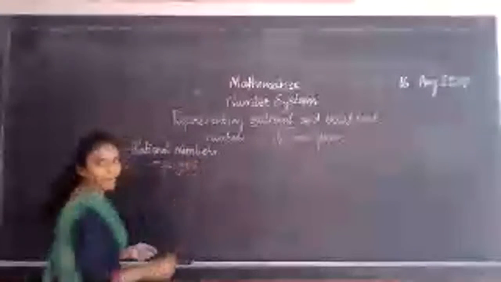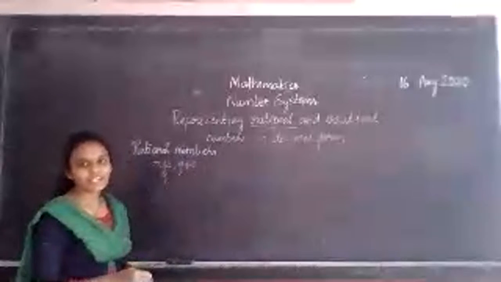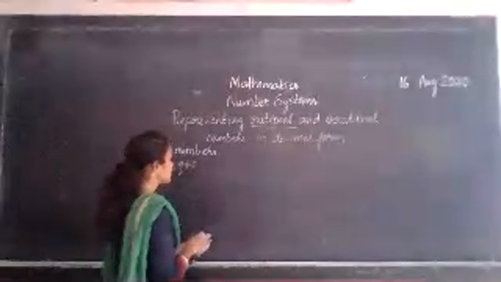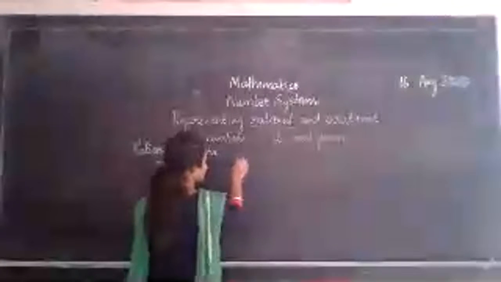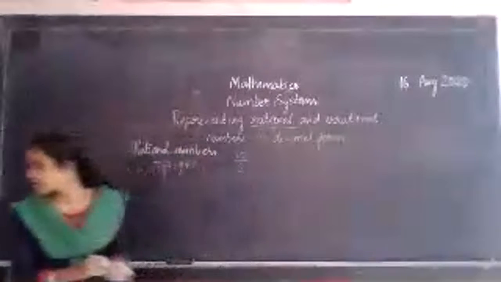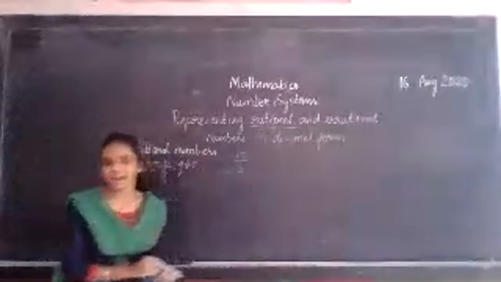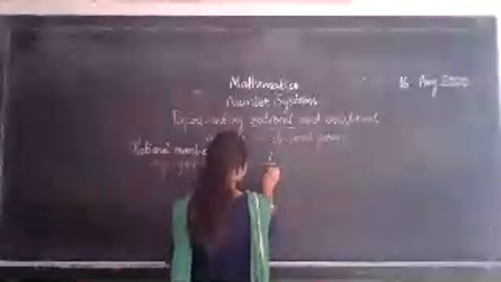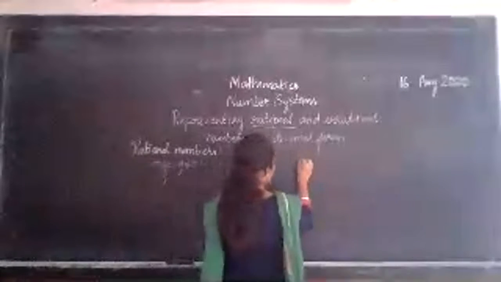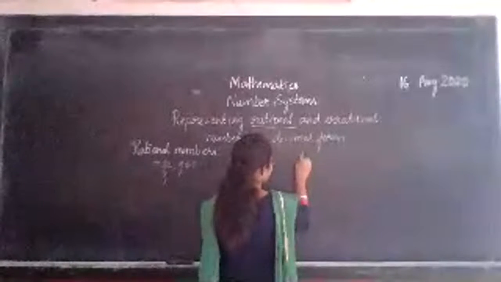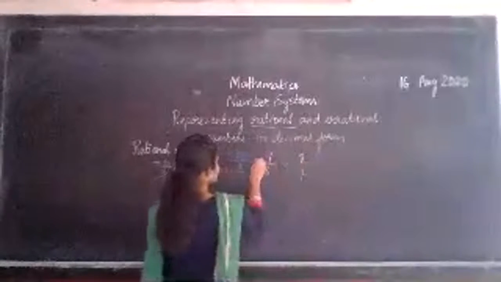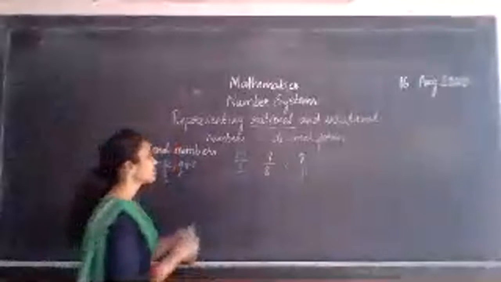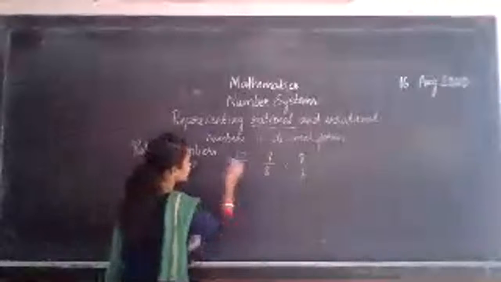So now let's consider three rational numbers, that is 10 by 3, 7 by 8 and 1 by 7, according to your textbook. These are the three rational numbers I am going to choose. Now, how to represent them in decimal form? We will just divide them. So what is this 10 by 3?